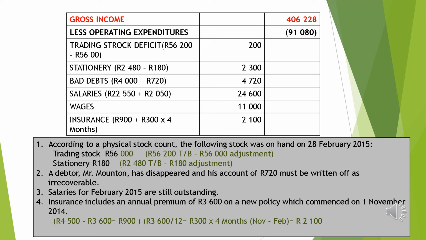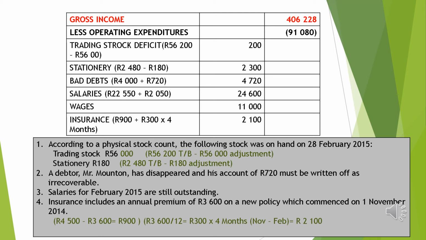Then let us look at bad debts. Adjustment number 2 in slide 3. A debtor, Mr. Mountain, has disappeared, and his account of 720 must be written off as irrecoverable. Then for this particular debtor, we need to adjust the amount for debtors control simply because this debtor has failed to pay as per our agreement or as per our arrangement.